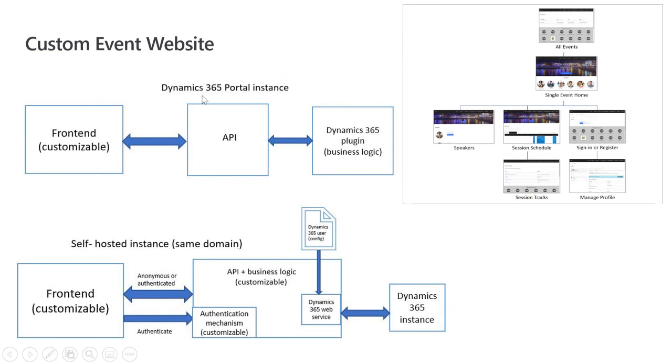And there are two types of setup. One is the Dynamics 365 portal hosted setup, so you are just using the Dynamics 365 portals for deploying your event website. If you choose this one, you can totally customize the front end, but the events API, the backend, is not really customizable. The only option here would be exposing new custom fields to the current event management entities.